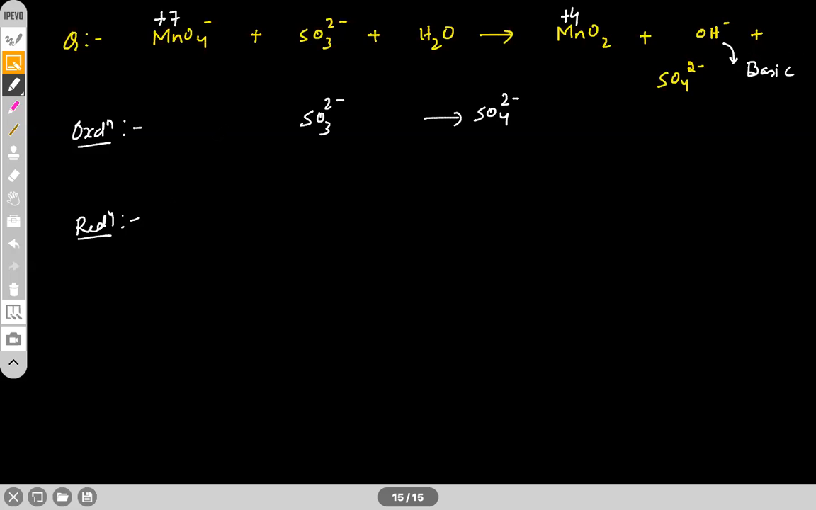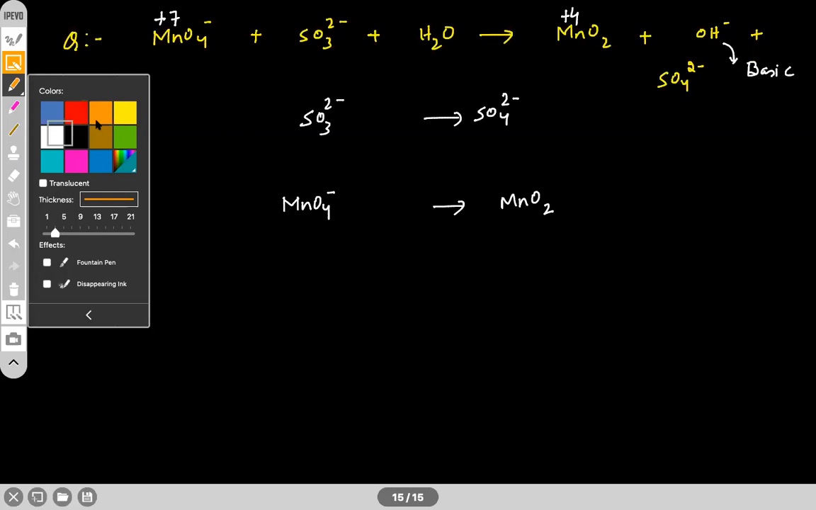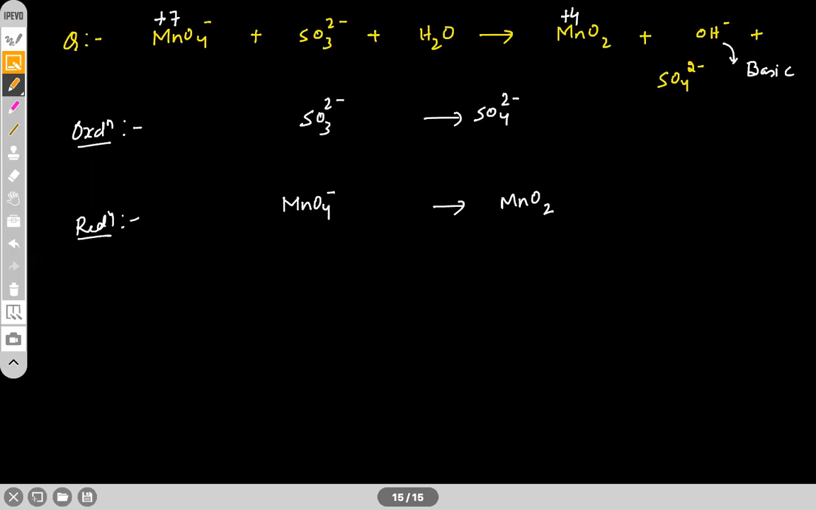SO4 2 minus. Reduction is what? MnO4 minus converts into MnO2. Okay. Right. So, all atoms, see the reaction is in basic medium, but I am using the concept of acidic.